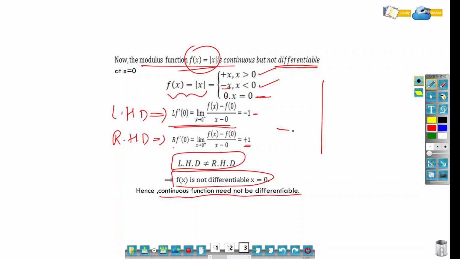See graphically, observe. This is the modulus function, correct? Graph of the modulus function. This is the nature of the graph of the modulus function. It's not differentiable, which means at x equal to 0 we can draw infinite number of tangents. So it is not differentiable. This is geometrically. Okay. Next.